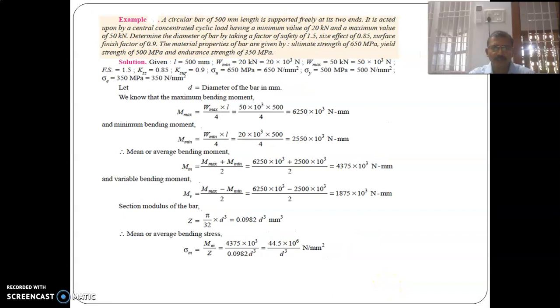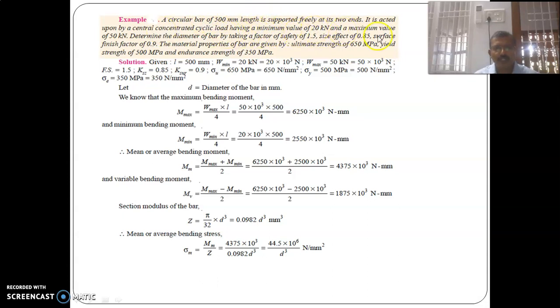The second problem uses the bending equation. Here the load is not a tensile load because the beam is simply supported, so the load generated is a bending load. A circular bar of 500 mm length is given. The length of the bar is 500 mm, and it is a simply supported beam.